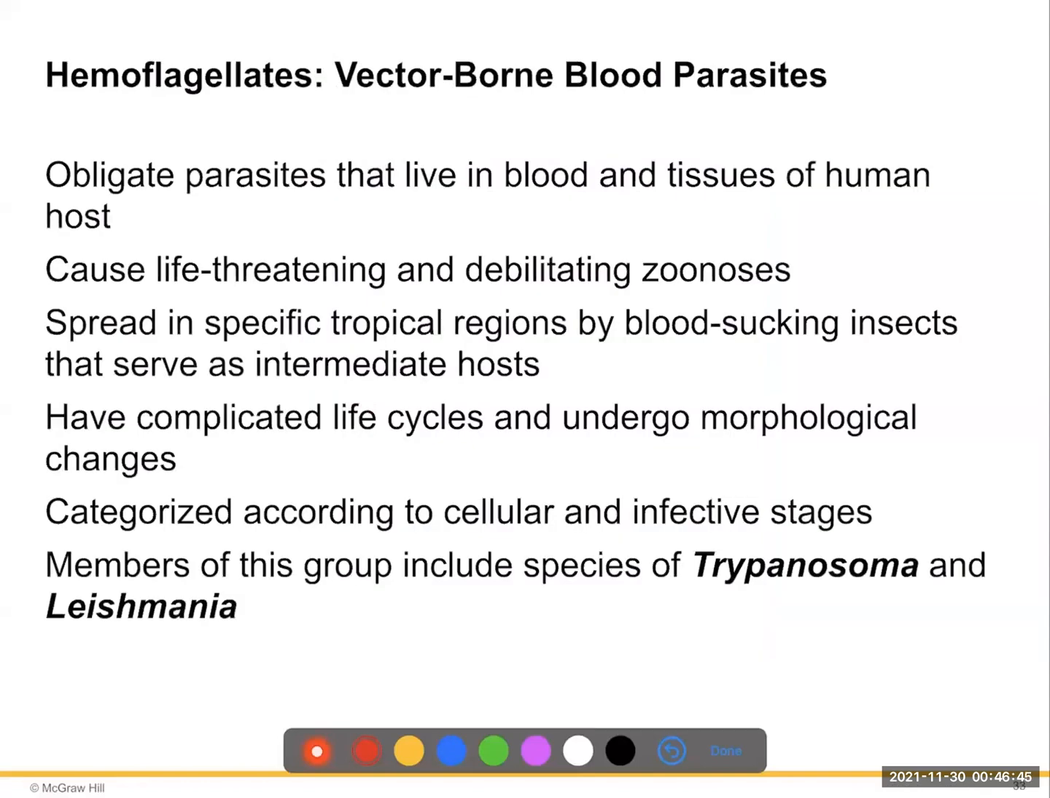The hemoflagellates, these are vector-borne blood parasites. They're oligoparasites that live in the blood and the tissues of the human host. They cause life-threatening and debilitating zoonosis going across different species. They are spread in specific tropical regions by blood-sucking insects. That's what spreads these guys. The insect serves as an intermediate host.